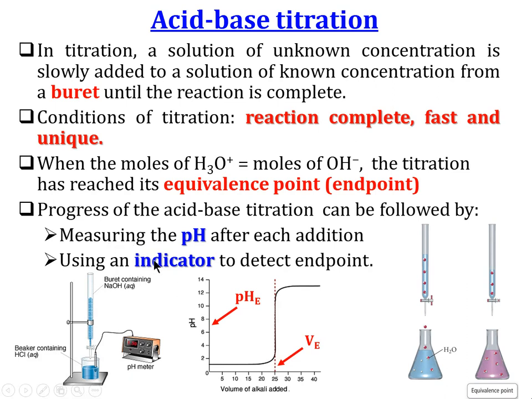The second method is to use, instead of the pH meter, some indicators to detect the equivalence point. At equivalence, the solution will turn its color from color 1 to color 2, so we can detect the volume at equivalence only. When we use an indicator, we cannot detect the pH at equivalence.